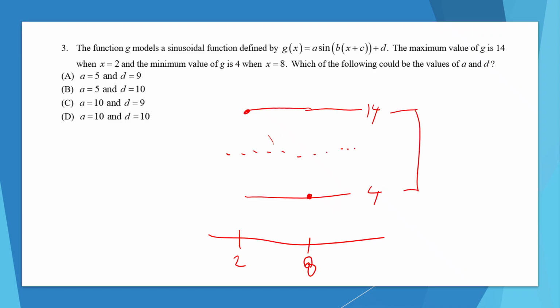So 14 and 4 has a distance of 10 units. We only want half of that. So our midline is going to be at 9, so that's D. So we can eliminate B and D as option choices because we get D as 9. And then here, A is our amplitude, which is going to be half of our total distance from the max to the min. So 5, meaning A is the correct answer for number 3.